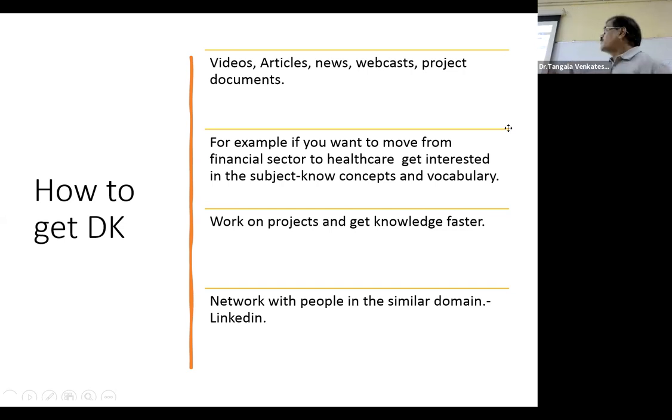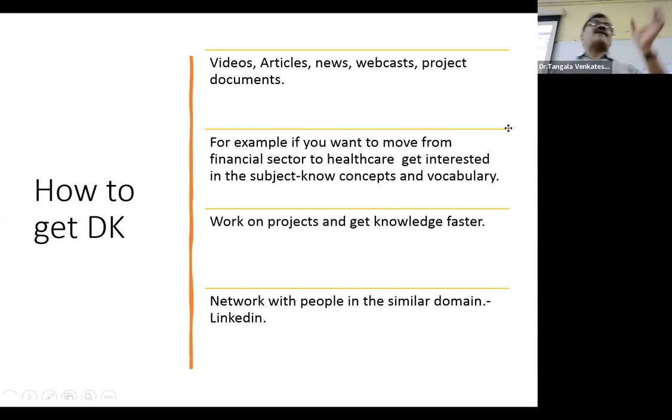So these are all the options available to gain domain knowledge. So you can see, you can watch videos, articles. So how many of you have opened the Economic Times newspaper? How many of you have seen the Economic Times newspaper? Raise your hands. Not while going in a shop, displayed in a shop. How many of you have opened the e-version of Economic Times?